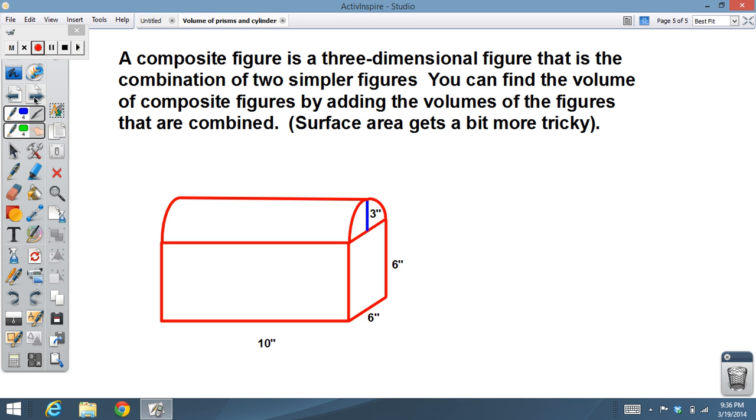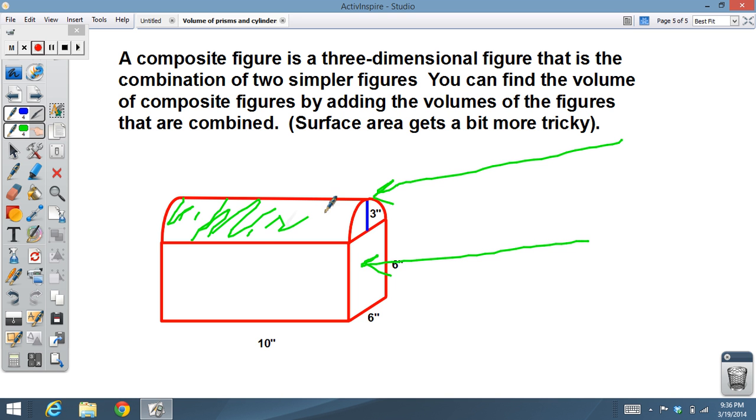A composite figure is a three-dimensional figure that's a combination of two simpler figures. Okay, so here's my lunchbox. Most of you guys don't know that I bring a lunchbox to school every day, and basically it looks like this. Not really, of course, I'm making this up, but it looks like a prism attached to half of a cylinder, right?